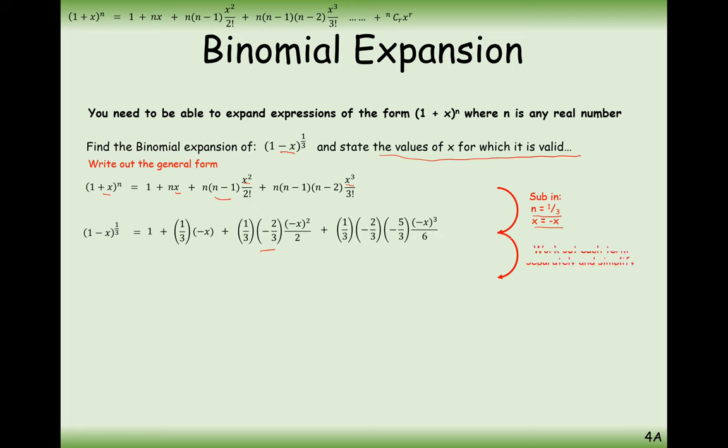And then when you've finished writing out all your workings, get your calculator out and write out your final answers. So 1 minus a third x minus a ninth x squared minus 5 over 81 x cubed.